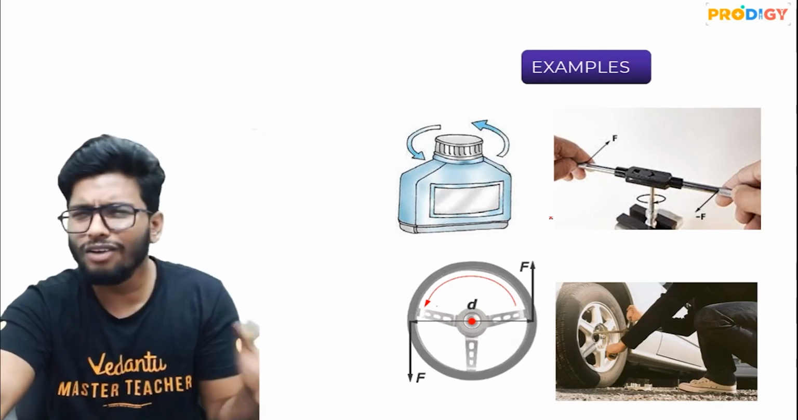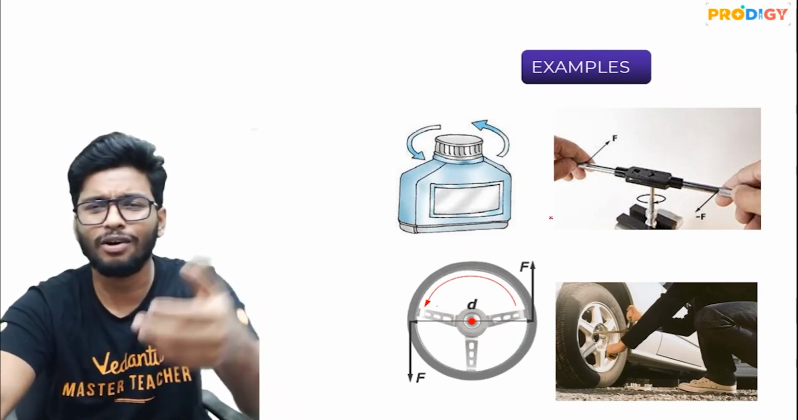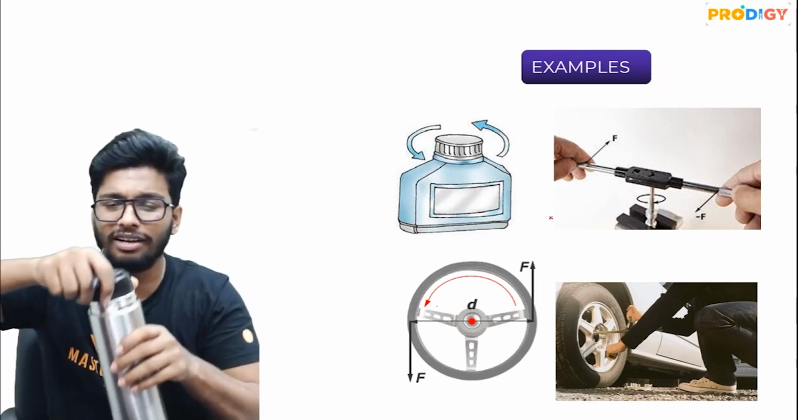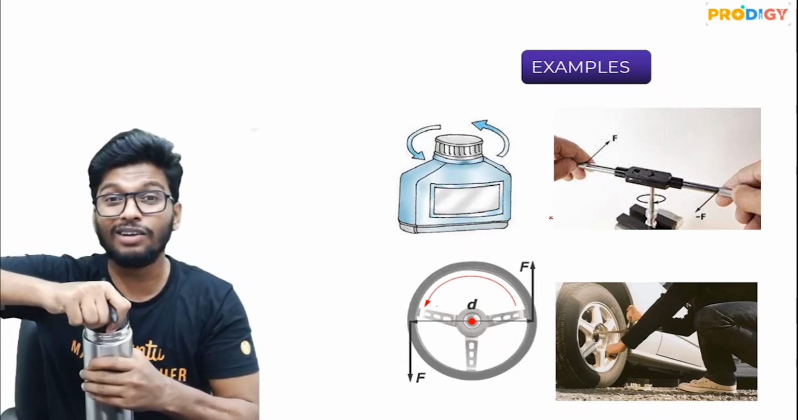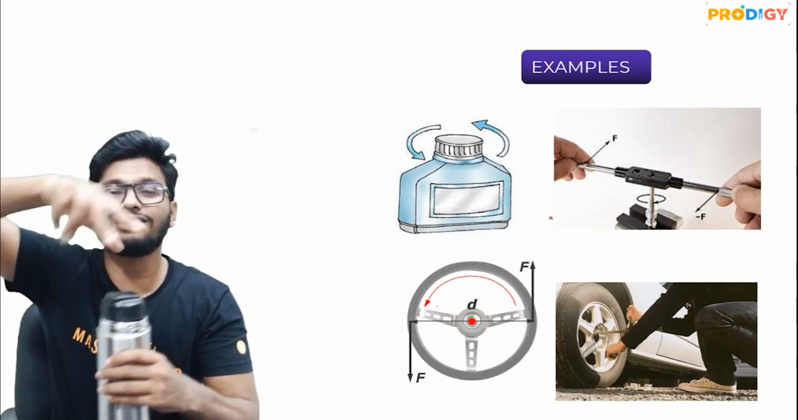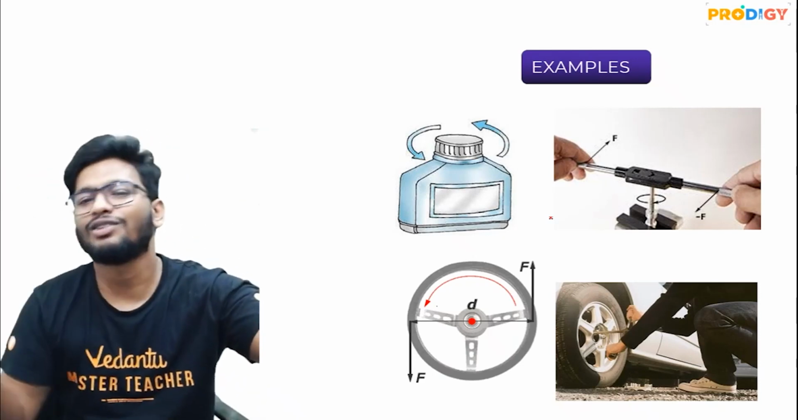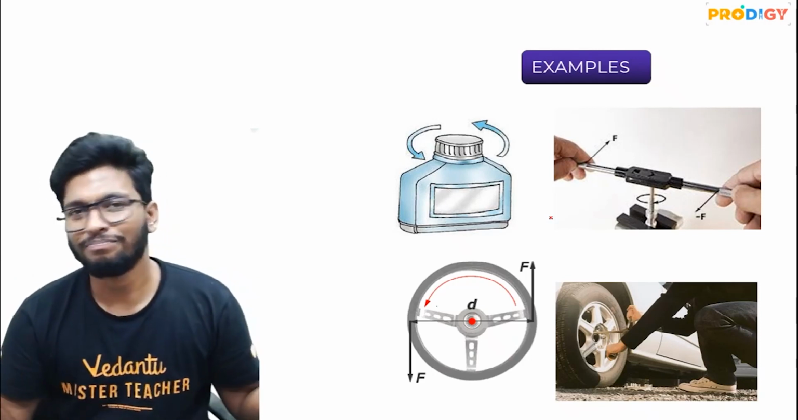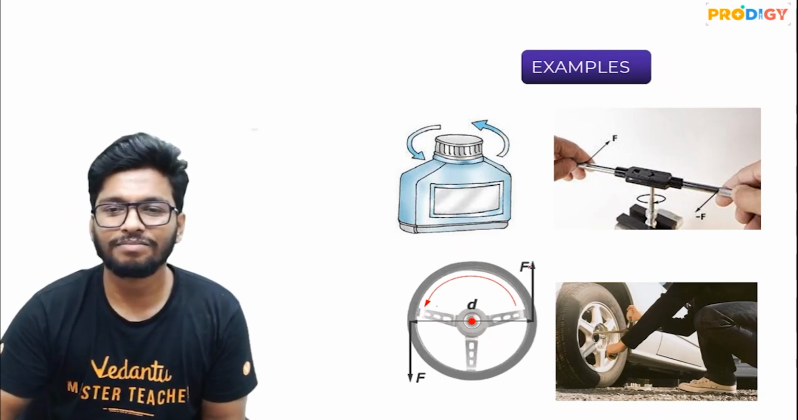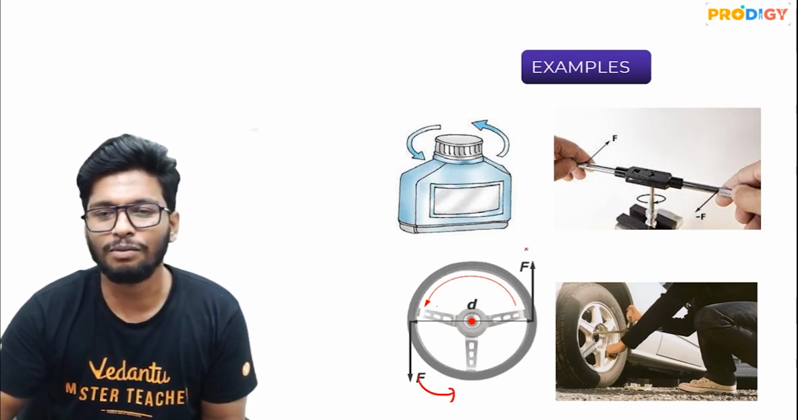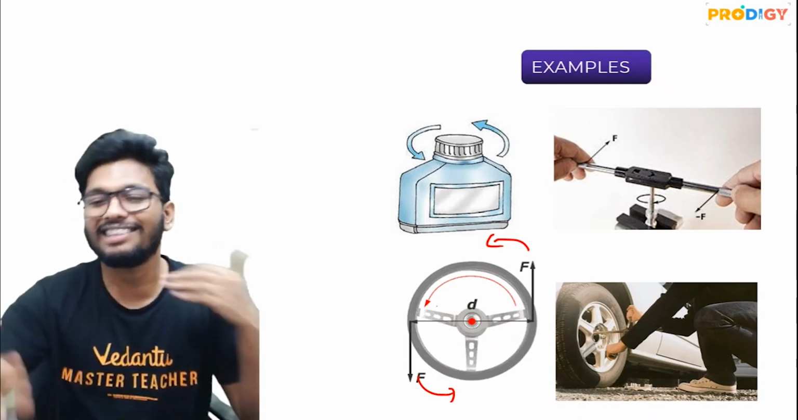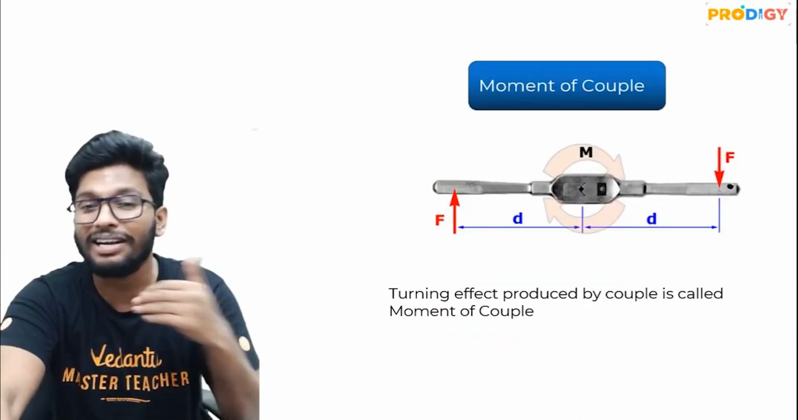All right, a lot of examples you can think of, like opening up a lid of a cap. When you open up a lid, like for example this one, you again apply a force equal in magnitude but opposite in direction. One is going in this direction, the other is going in this direction, clockwise and anti-clockwise. So in that way you're able to open it up. That is one more thing you must remember. This is what is called couple or moment of couple.